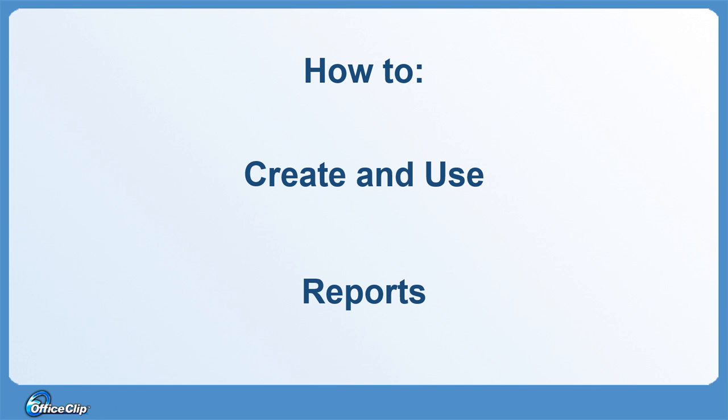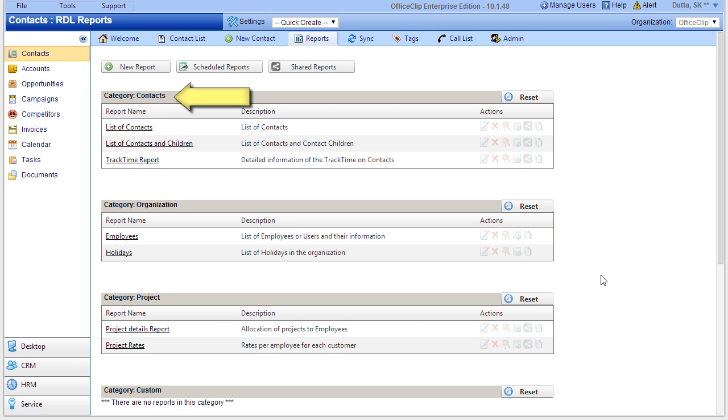OfficeClip Reports provides you with the flexibility to fine-tune existing reports or create your own. At the top level, you have report categories. Below that, there are various report types that can be customized. Note that this video is done for the contact category. The same principle applies for all types of OfficeClip reports in various applications.